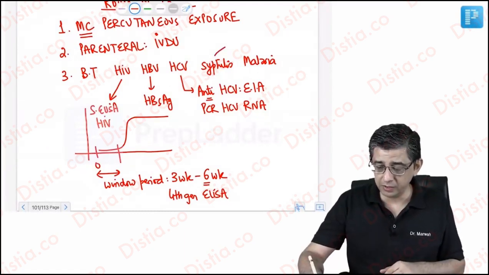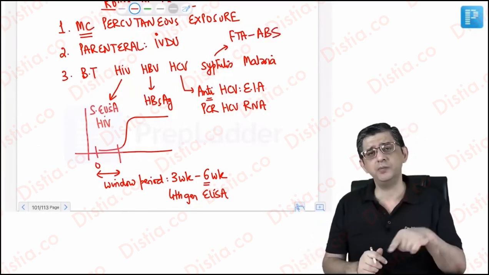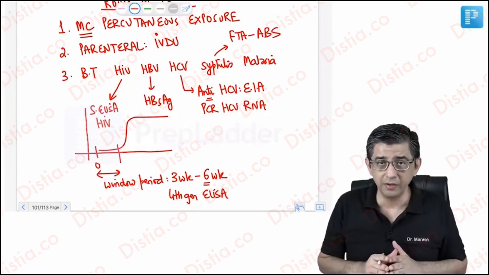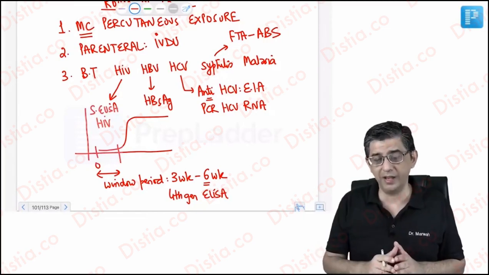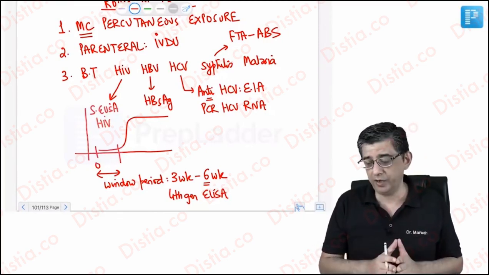Then for syphilis, we will be doing FTA-ABS testing. I agree that VDRL is also done, but VDRL is primarily done for neurosyphilis, that is CSF VDRL for neurosyphilis. Here, for primary, secondary and latent syphilis, we will be preferring FTA-ABS.